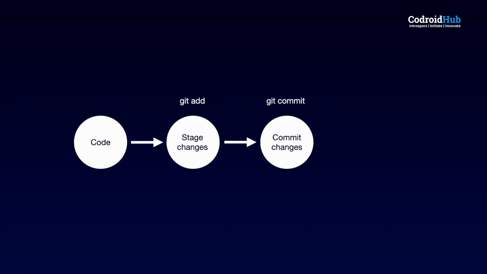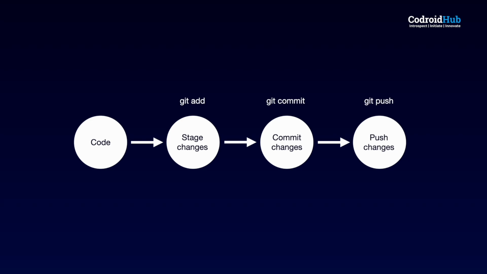So here's what we did so far. We made changes to our code. After that, we did git add to stage the changes or track the changes. Then we did git commit to save the changes to our local repository. And finally, we did git push to upload the changes we made to the remote repository to GitHub.